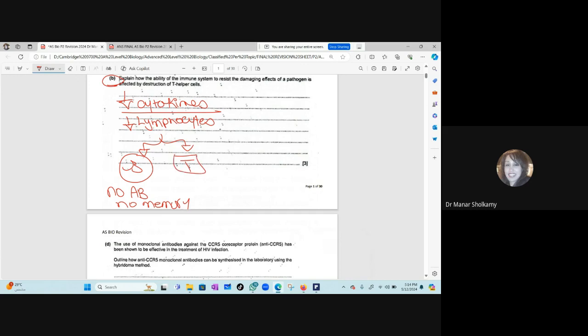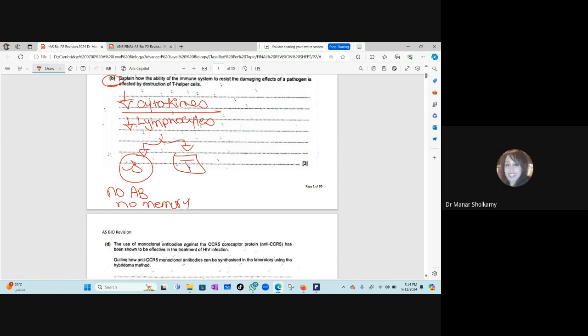And when there is a decrease in the T lymphocytes, what's the function of the T lymphocytes? They secrete cytokines. They don't secrete anything. B lymphocytes secrete antibodies. T lymphocytes, do they secrete antibodies? No, they secrete.